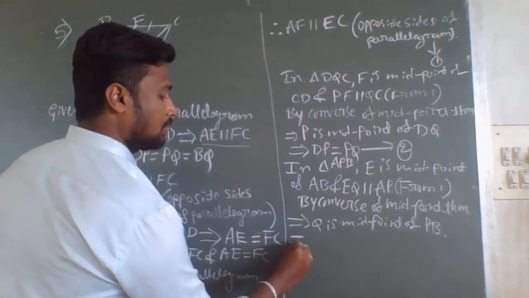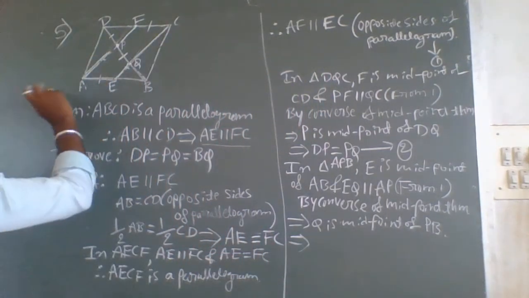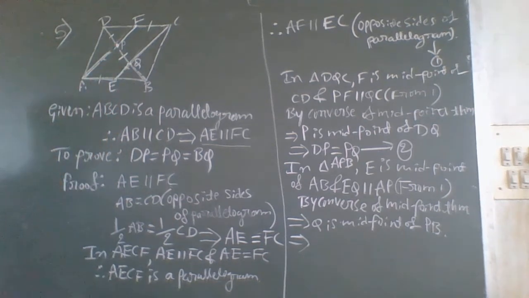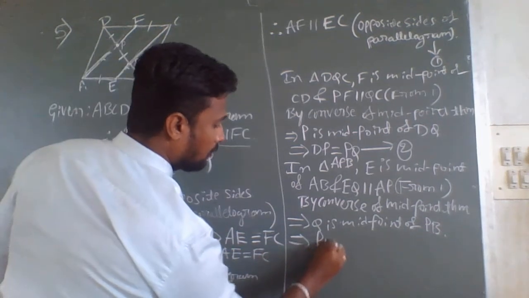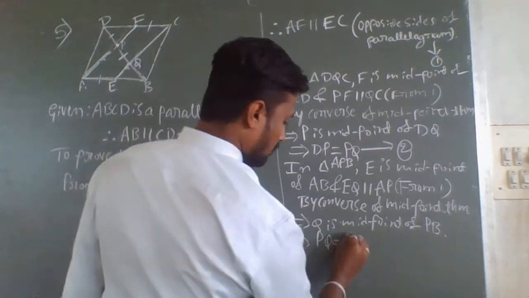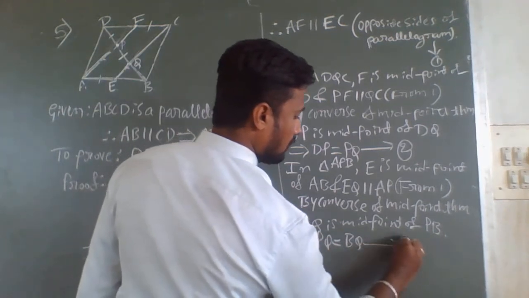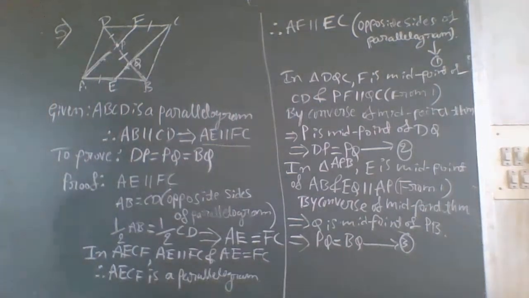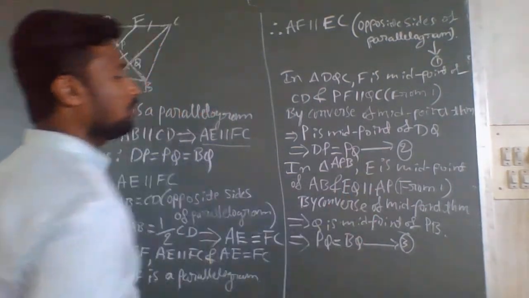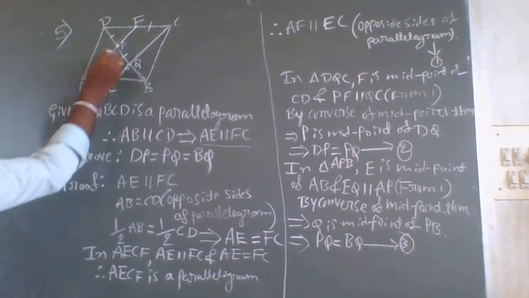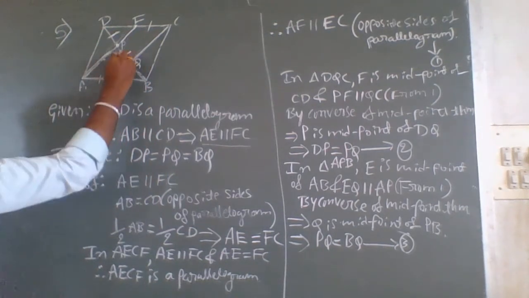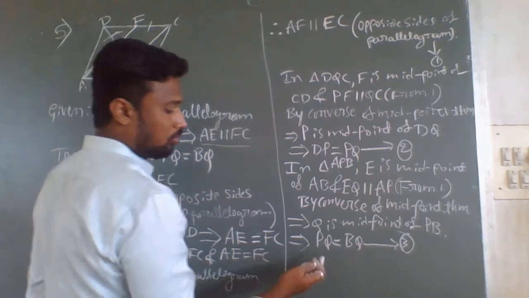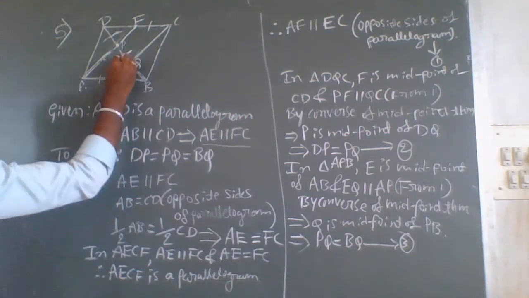So now, if this Q is the midpoint of PB, then we can say that PQ is equal to BQ. Why? Because Q is the midpoint of PB. Therefore, PQ is equal to BQ, and now I will consider this as 3. So from 2, what we got to know is that DP is equal to PQ. These two are equal, and from 3 we got PQ is equal to BQ. These two are equal again.